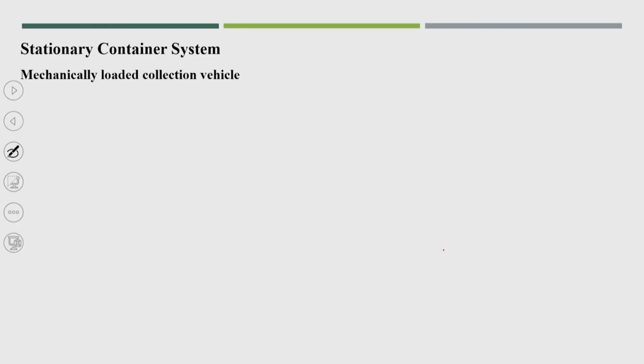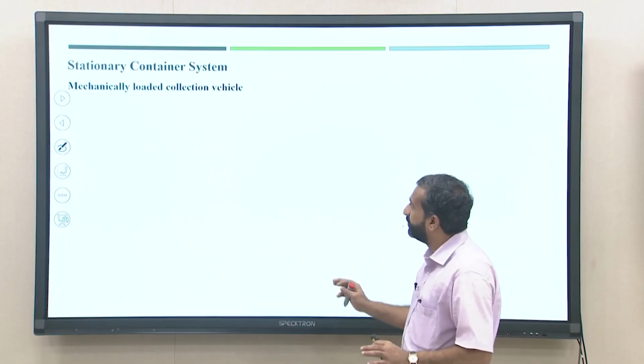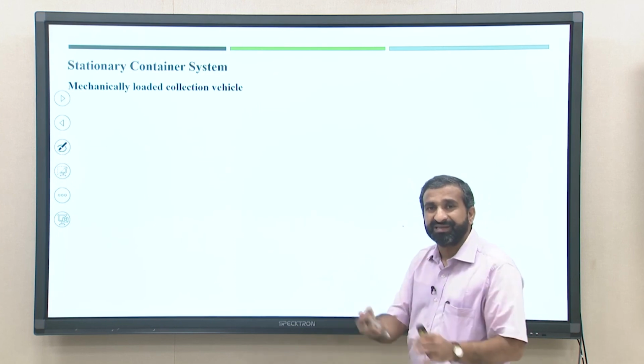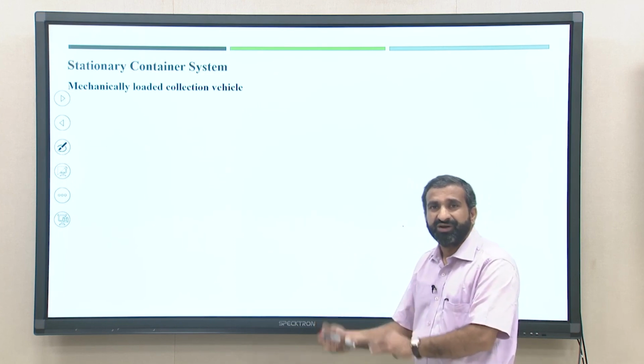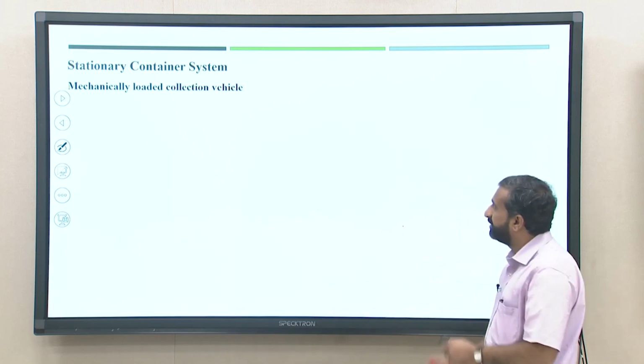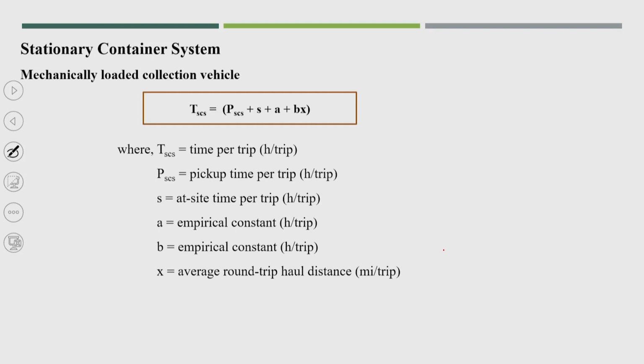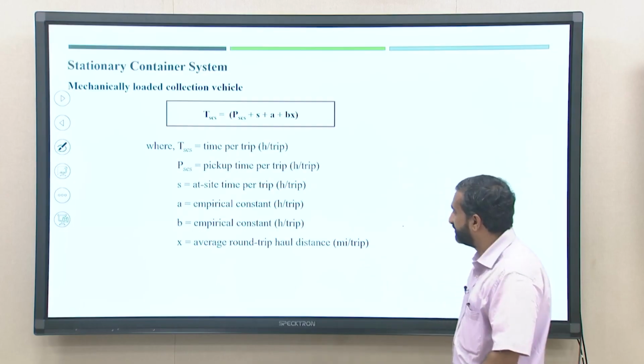First, there are two types of stationary container system. One is the mechanically loaded container collection vehicle, where the container is mechanically loaded onto the vehicle. There, the time per trip will be pickup time plus S plus A plus Bx. It is similar to the hauled container system, because the entire route time is required, the same in the stationary container system and the hauled container system.